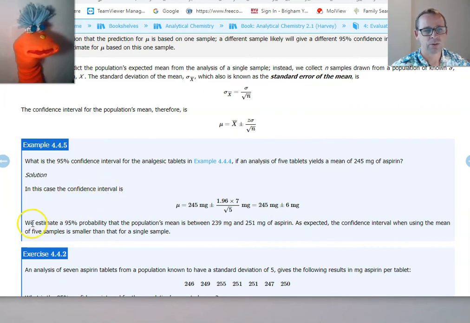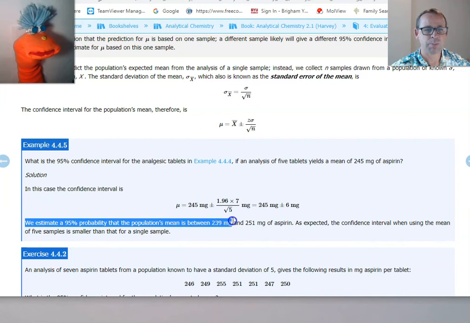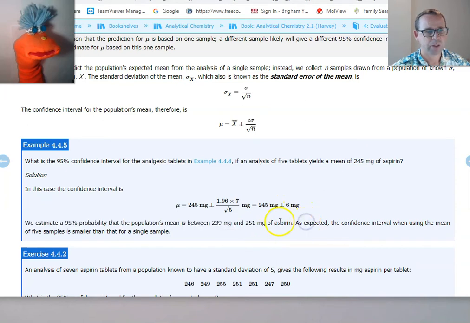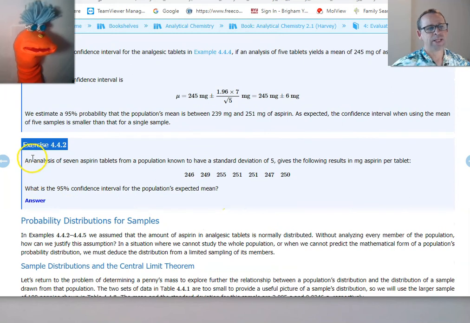All right, so overall statement: we estimate a 95% probability that the population's mean is between those ranges, or 245 plus or minus 6 milligrams. All right. Here we go. An analysis of 7 aspirin tablets from a population known to have a standard deviation of 5 gives the following results. What's our 95% confidence interval for the population's expected mean?